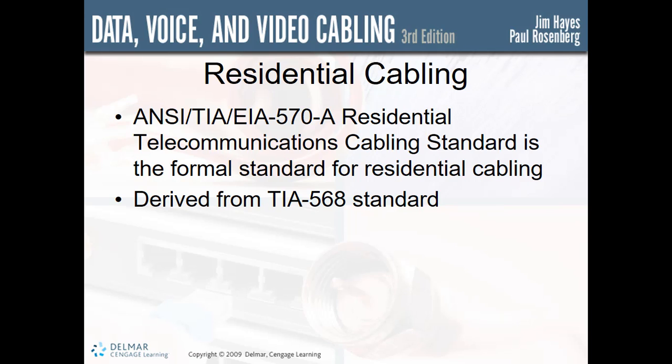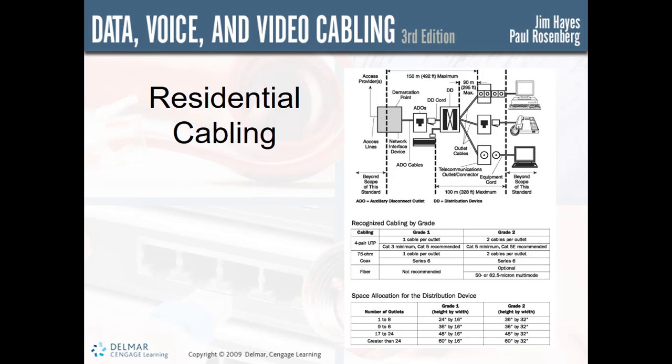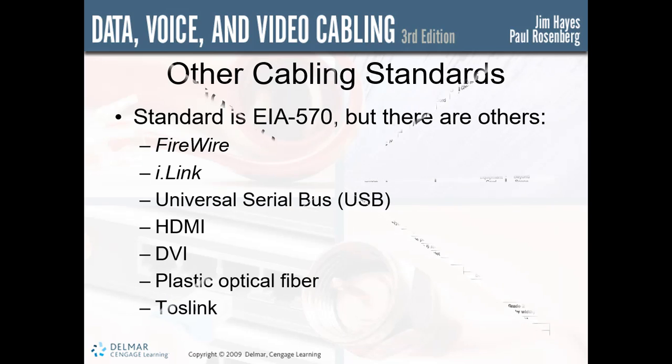Required testing for residential networks is not as rigorous as for commercial networks. Commercial systems go through a more difficult testing process called certification. Home cabling systems go through a less difficult process called verification. So there's an example of our residential cabling and how it's supposed to work.